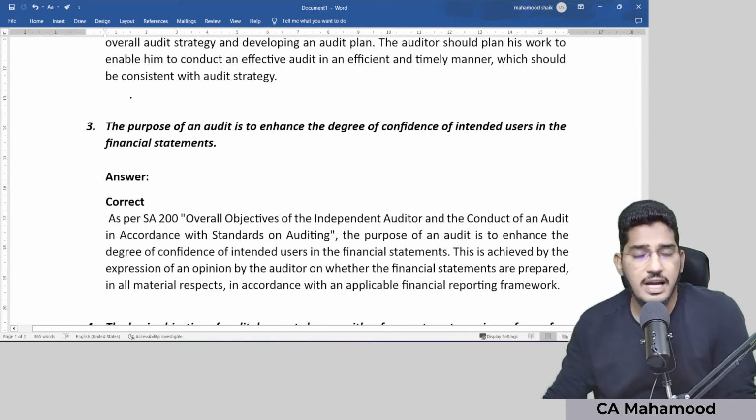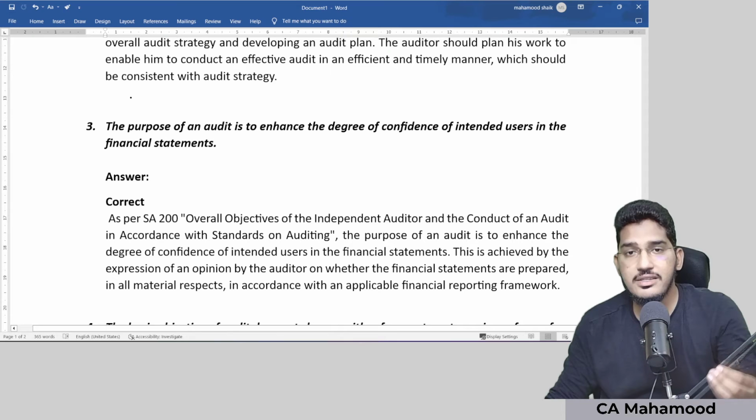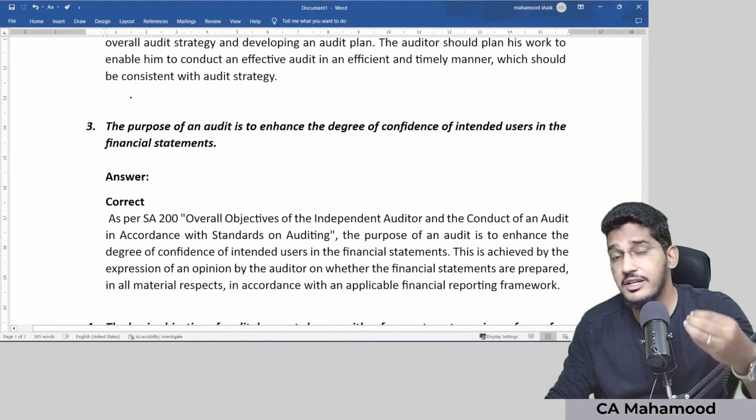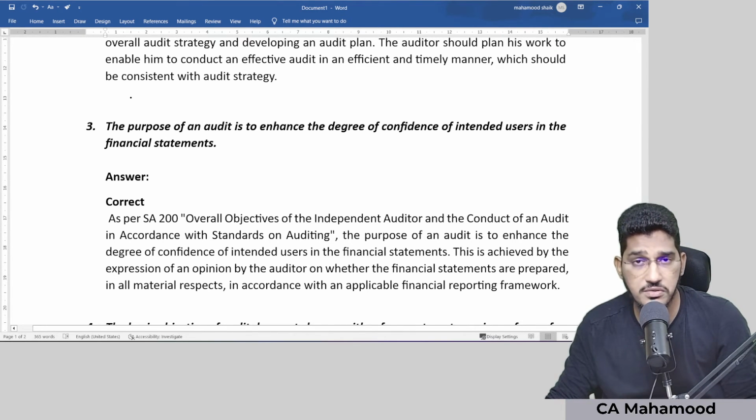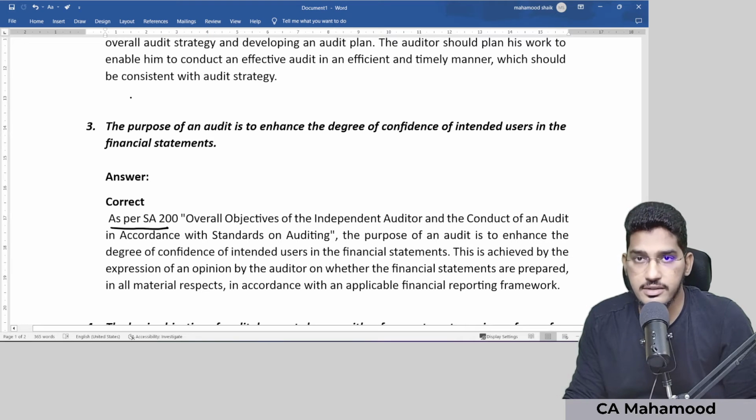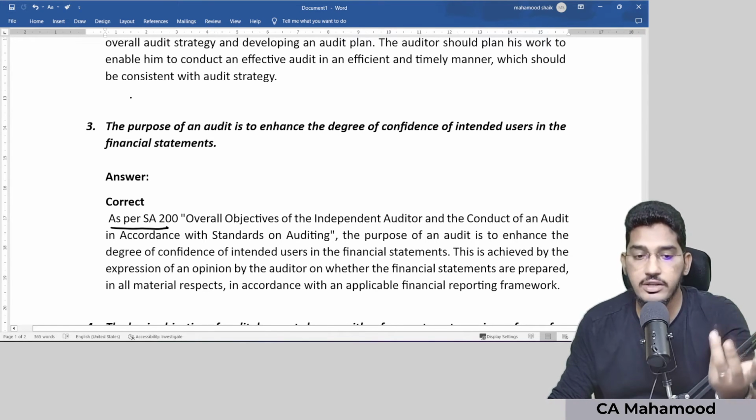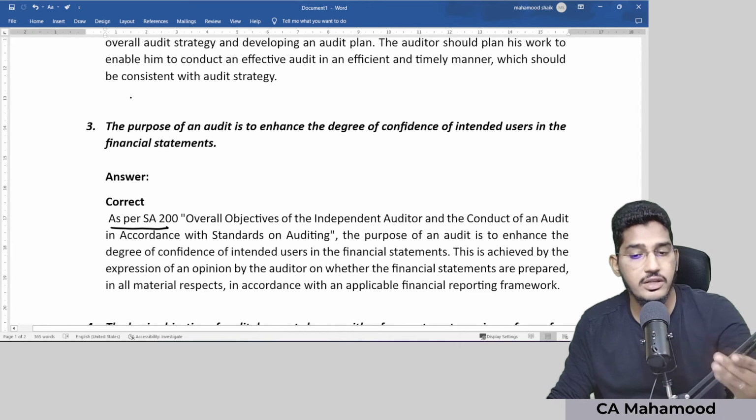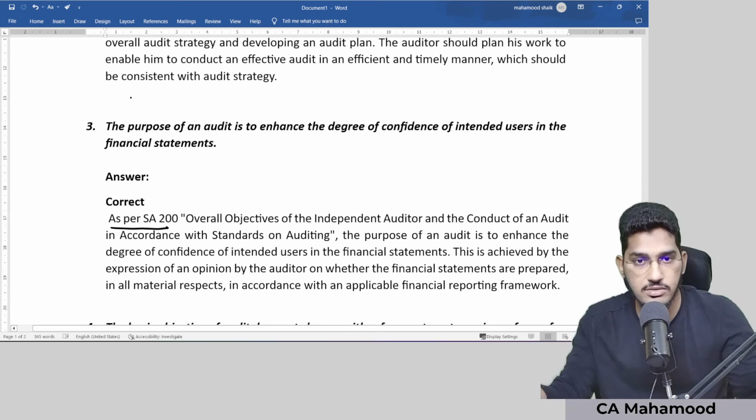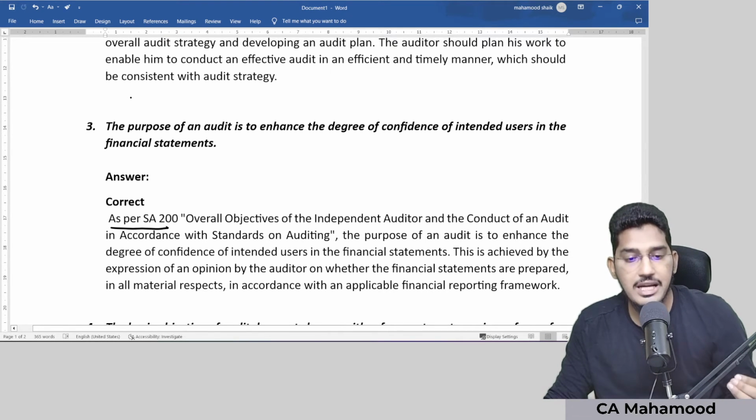So first write the relevant standard reference. Which standard says the purpose of audit is to enhance the degree of confidence of users of financial statements? SA 200 says it. So write it as per SA 200. The title of SA 200 also you write: Overall Objectives of the Independent Auditor and the Conduct of an Audit in Accordance with Standards on Auditing. That itself will take 2 lines. So first write the title of the standard as per SA 200.